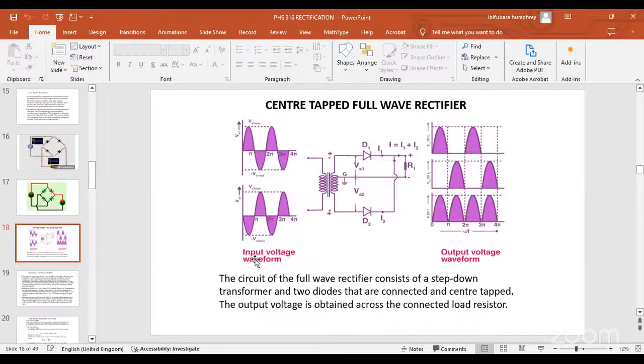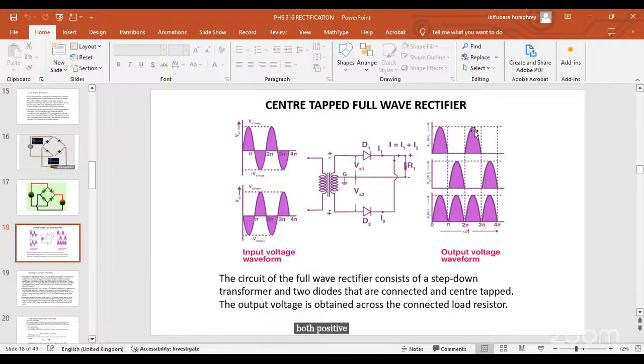The input voltage waveform. The first half, that is the positive half, goes in through D1, and the negative half goes in through D2. The positive half takes care of the positive sine waves, while the negative half takes care of the negative sine waves. And both of them come out at the output as positive.